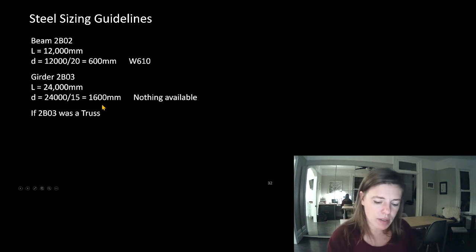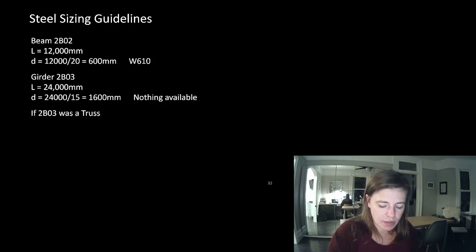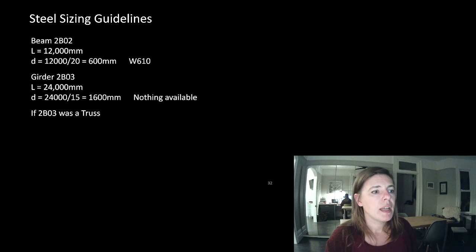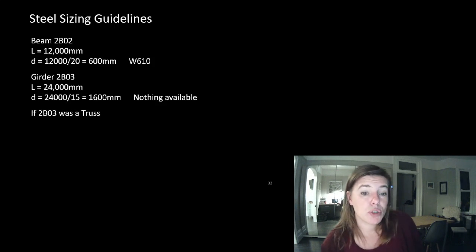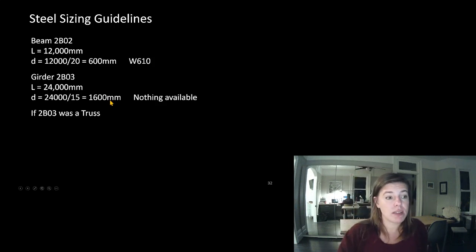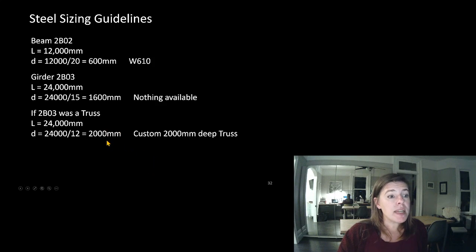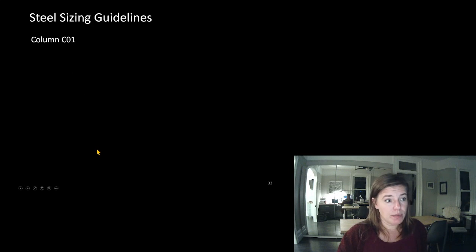So I am also going to add WWF there if we wanted to. So if 2B03 was a truss though, and they asked us to give a truss alternate, it would need to be a custom 2 meter deep truss. So our 24 meters divided by 12.